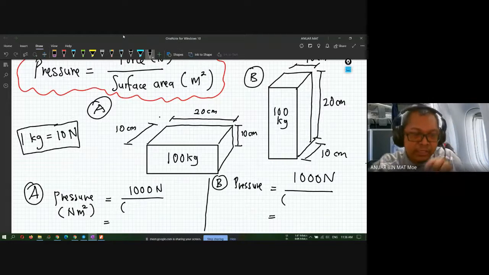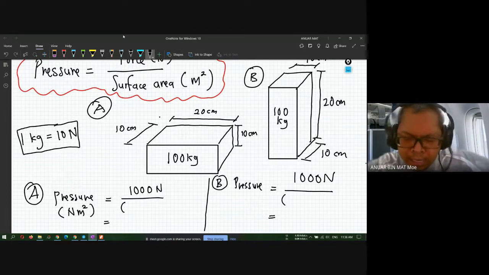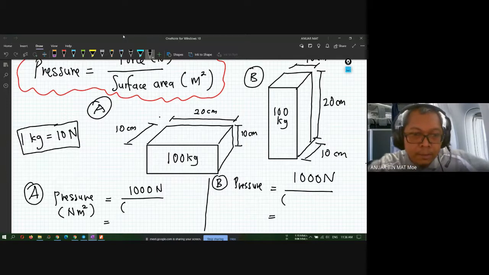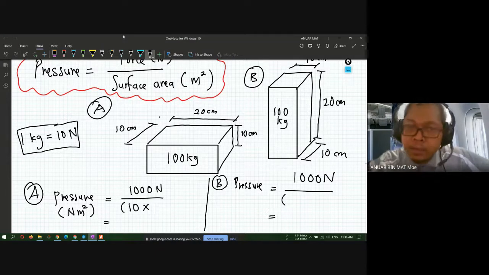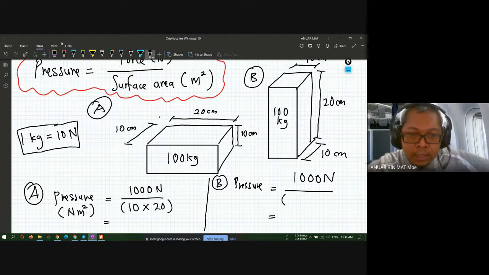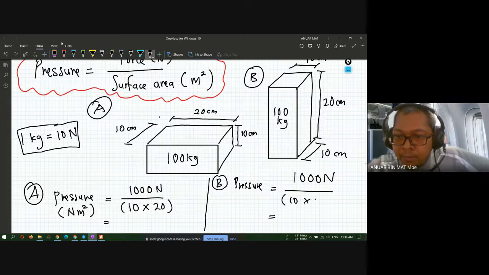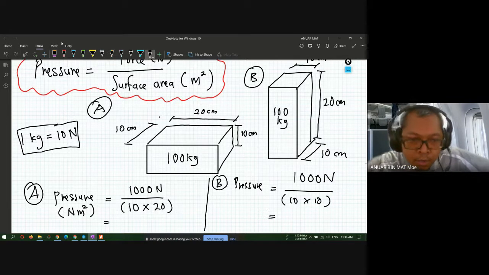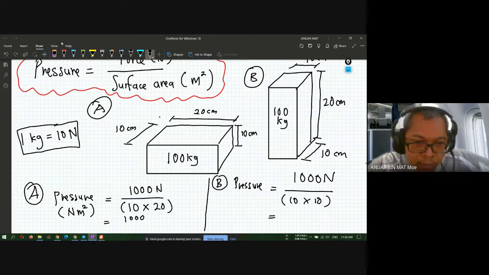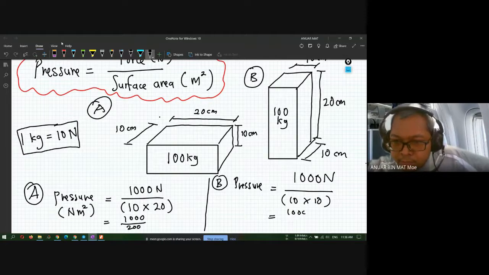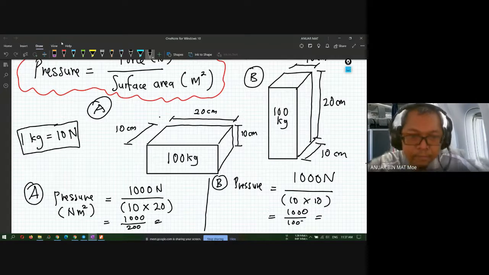Later on, we change the unit. This is 10 times 20, and this is 10 times 10. So this is 1,000 divided by 200. So this is 1,100. So what's the answer?